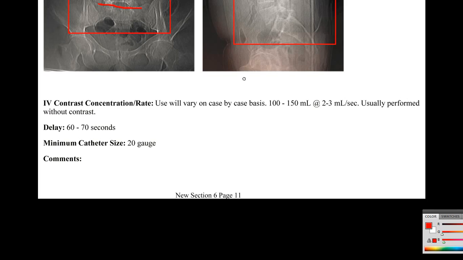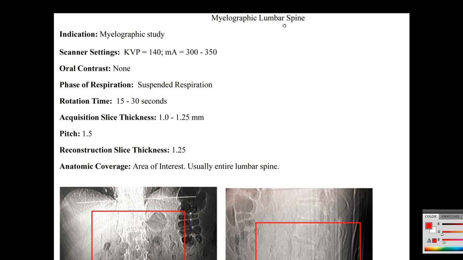Once again, lumbar spines are not usually performed with iodinated contrast. However, if that is the case, then usually 100 to 150 milliliters at 2 to 3 milliliters per second will be sufficient. The delay is going to be 60 to 70 seconds to allow this contrast to get to the area that we would like, and a 20 gauge angiocatheter will be needed for this as well.